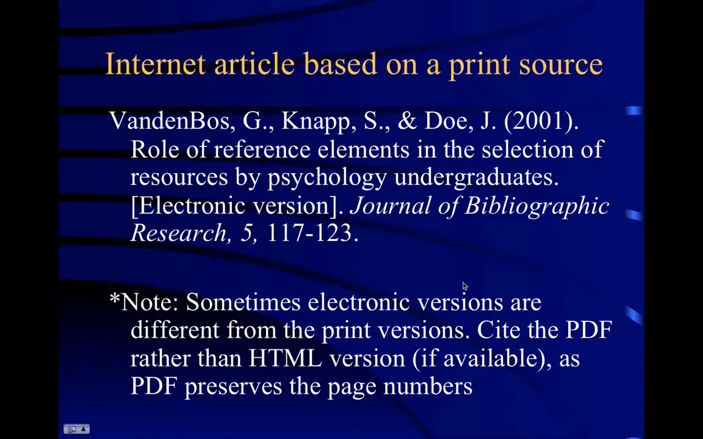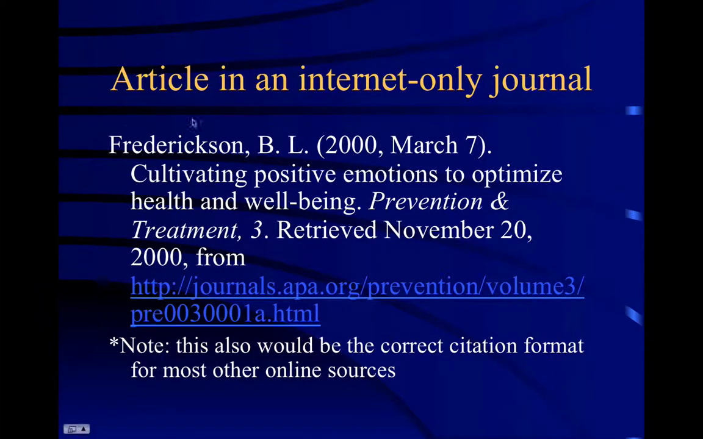So if you're looking on NC Live or Psych articles, anything like that from the library resources, then you want to make sure you click on the PDF version rather than an HTML version to get the correct page numbers. How about an article in an internet-only journal? So this is a journal that is only on the internet. There is not a print source for it.